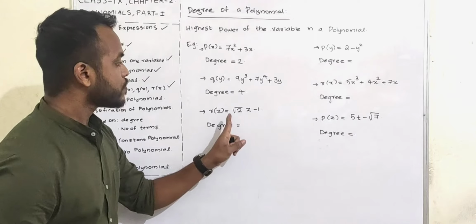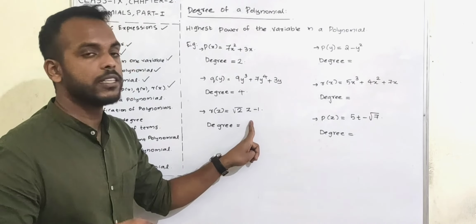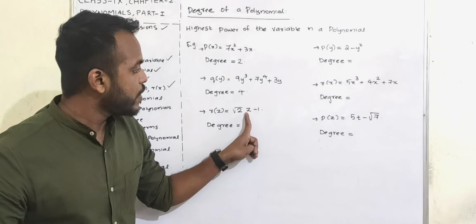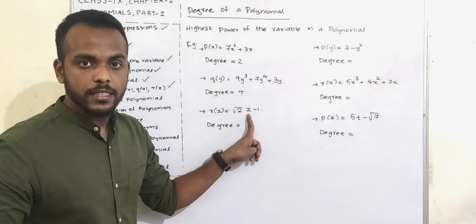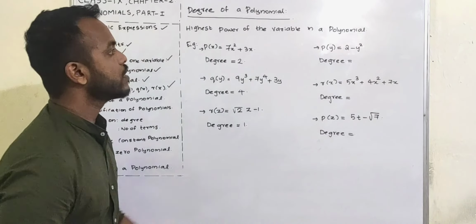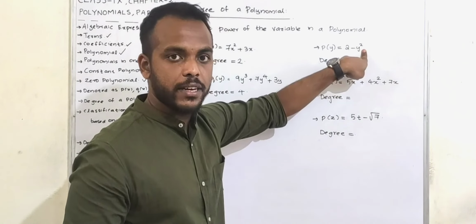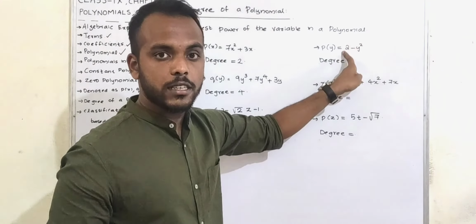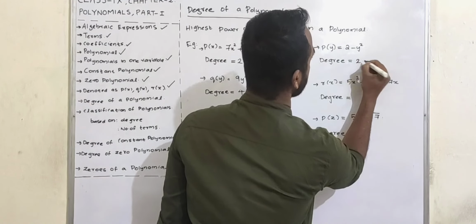In this one, we don't have to be bothered about the coefficient and all. We just need to look at the variable. Look at the variable over here. It is z, right? The power of z. What's that? 1. So the degree is 1. p of y is equal to 2 minus y square. What is the power of y here? 2. And is there any other term with power more than 2? No, so the degree is 2 again.